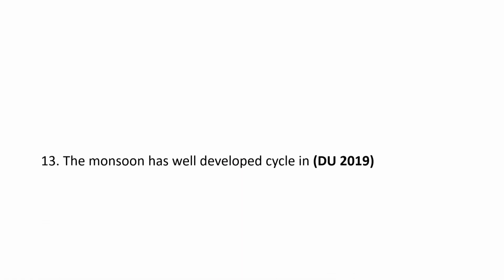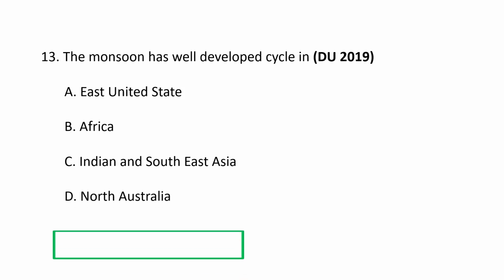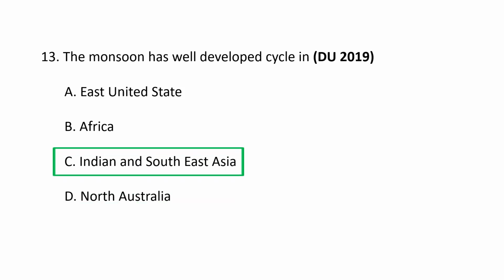Next question. The monsoon has a well-developed cycle in A. East United States, B. Africa, C. Indian and Southeast Asia, and D. North Australia. The monsoon has a well-developed cycle in Indian and Southeast Asia. The Indian and Southeast Asian monsoon system is well developed, and this is characterized by a seasonal reversal of winds and distinct summer, rainy, and winter phases that significantly impact the region's climate and agriculture.